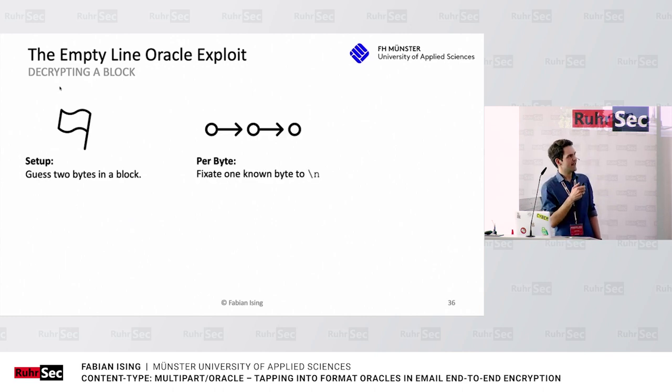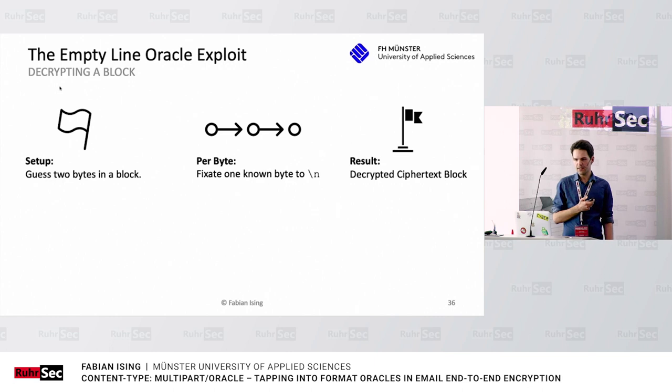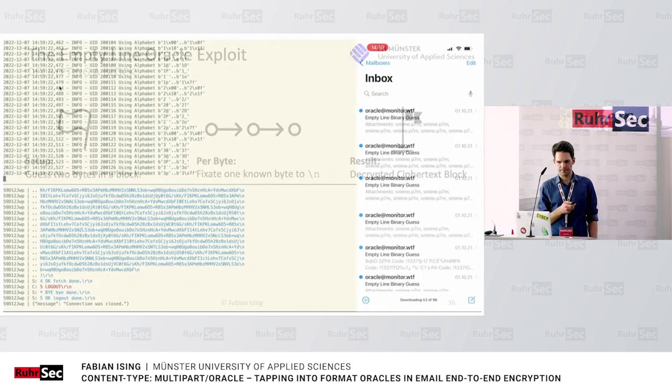Next, we can take one of these bytes we've just guessed, fix it to \n, and the other one to some arbitrary value, not \n. And start again by iterating over the third byte. So start at 0, try 1, and finally we will arrive at \n again and can decrypt this byte again. So we'll do that for every byte in the ciphertext block and finally end up with a decrypted ciphertext block in as little as 900 Oracle queries.